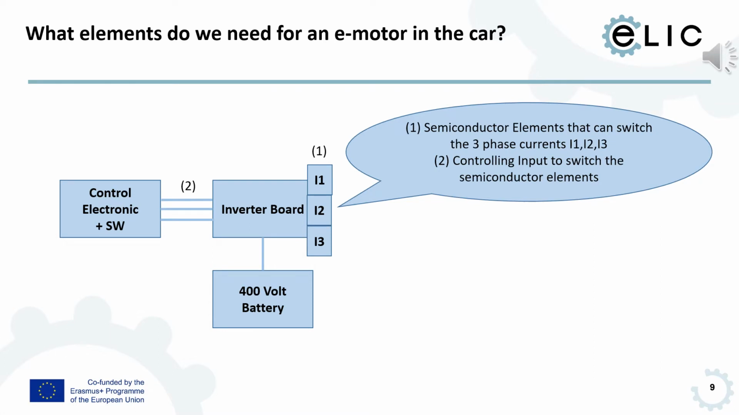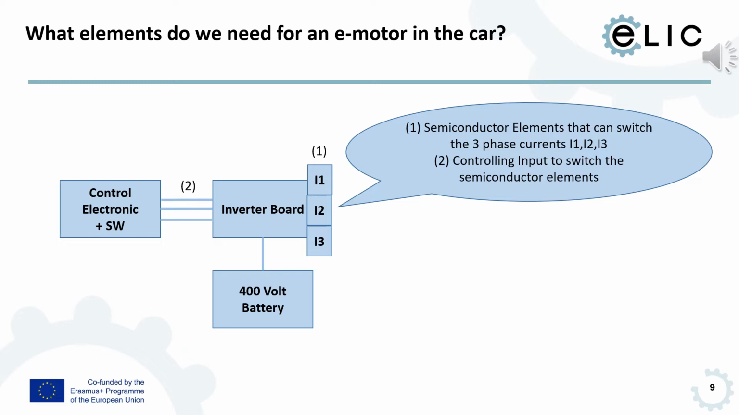This slide shows that on the inverter board side we have I1, I2 and I3. This stands for semiconductor elements which allow to provide the current I1, I2 and I3 towards the e-motor, because the three-phase e-motor is controlled by three-phase currents, and therefore we have here this I1, I2, I3.